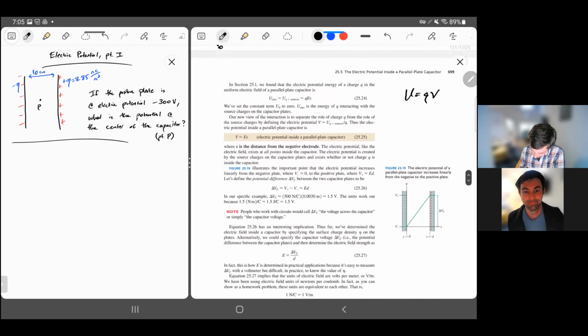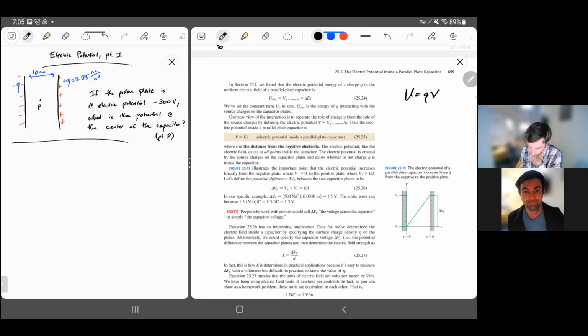So higher electric potential at the positive plate versus the negative plate. That's what we're seeing in this graph. This is a graph of, they're superimposing the plates, just showing where those values are. And that's a plot of V versus position. So it's increasing at a constant rate as you go from the negative plate to the positive plate.